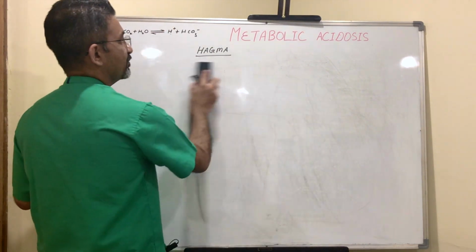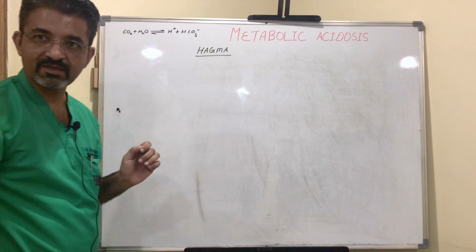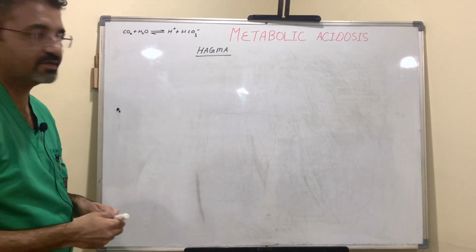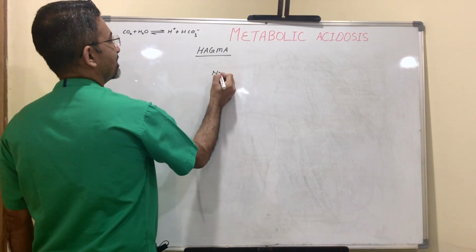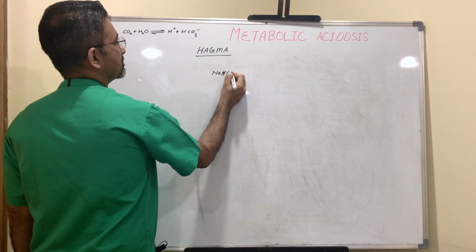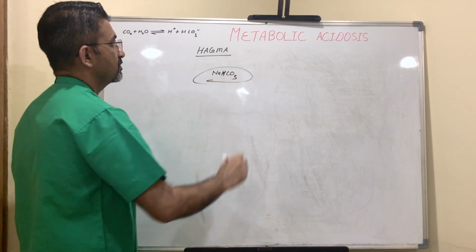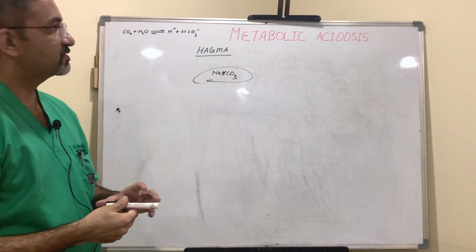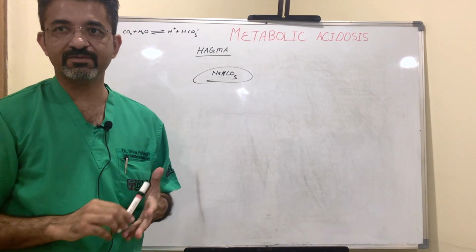In salicylate poisoning, you can use sodium bicarbonate. It's the drug of choice. In aspirin overdose, sodium bicarbonate is the drug of choice. So fine, we stop here, and by this we finish our metabolic acidosis.